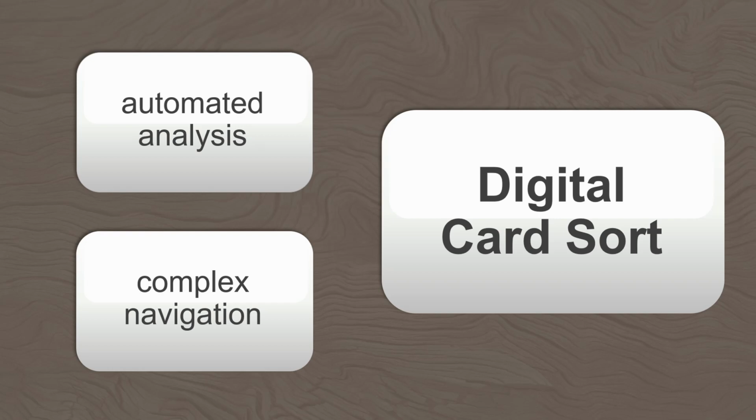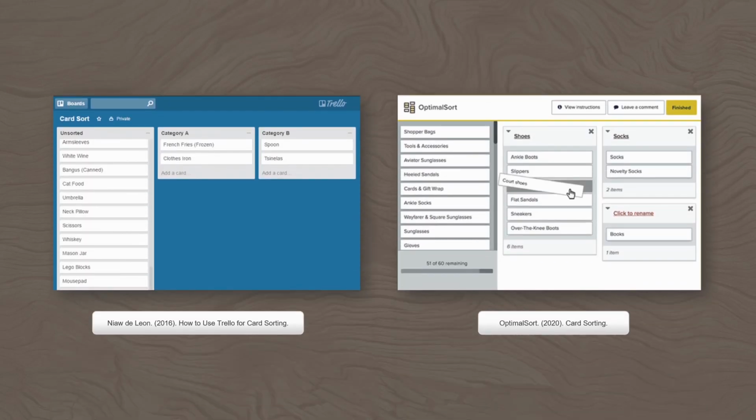This can be difficult for the participants to use and would require them to scroll a lot to view the cards. But the good thing here is that it can analyze multiple inputs at the same time. Examples of digital card sort software are Trello and Optimal Sort.